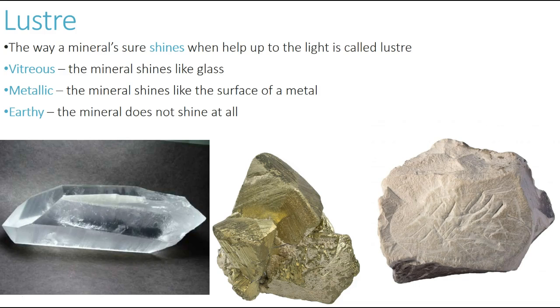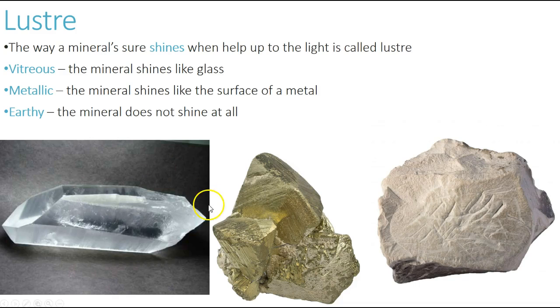So luster is the way a mineral surface will shine when it's held up to light, and that's called luster. We've had a look at some different lusters in class. Vitreous is a luster where the mineral shines like glass. Quartz is a really good example of a vitreous luster, whereas a metallic luster is where a mineral will shine like the surface of a metal.